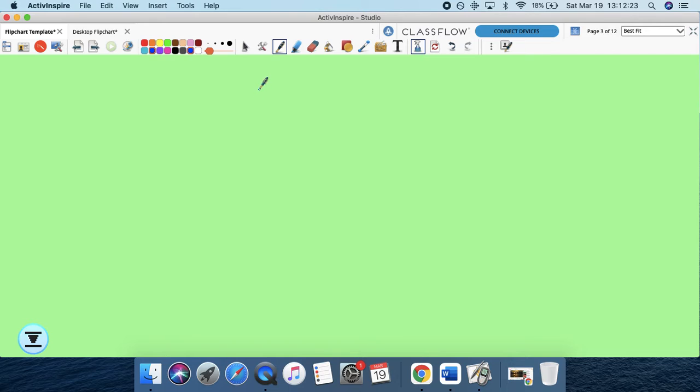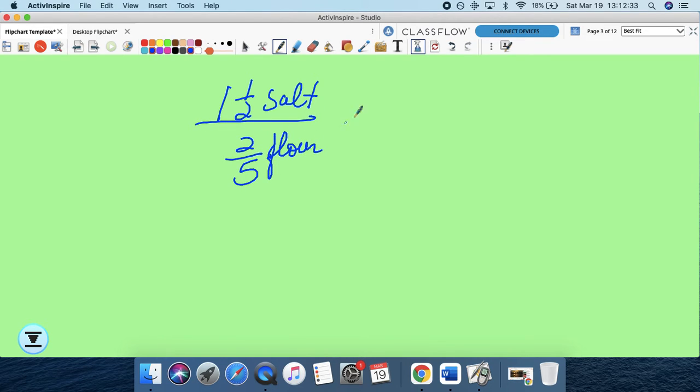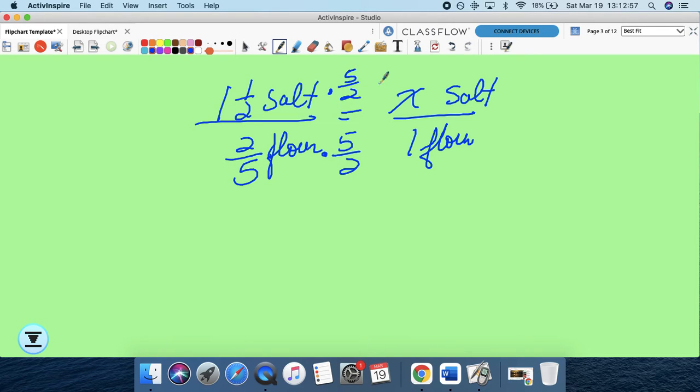It says you need 1 and 1/2 teaspoons of salt for 2/5 cup of flour. If you use 1 cup of flour, how much salt do you need? Up to you how you want to do it. You can cross multiply this, right? Or you can use your calculator and multiply this by 5 over 2. It's really up to you.